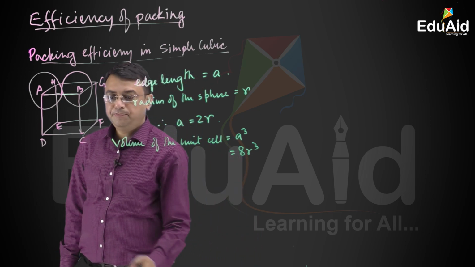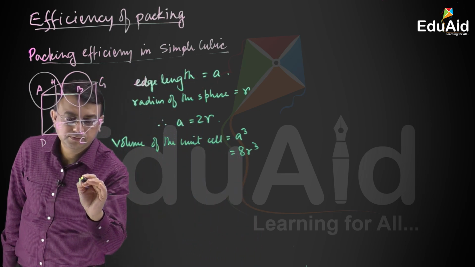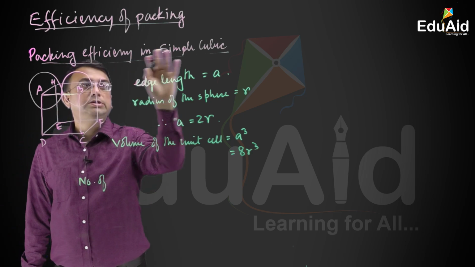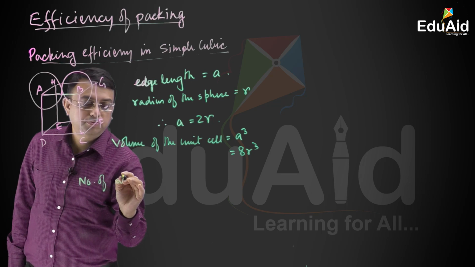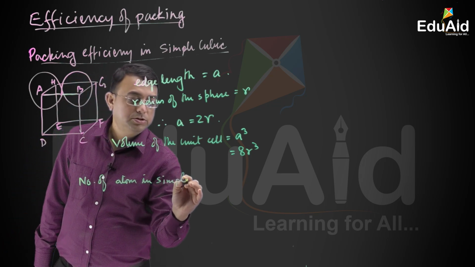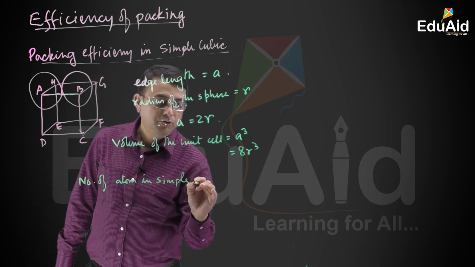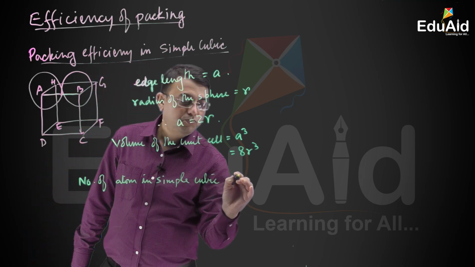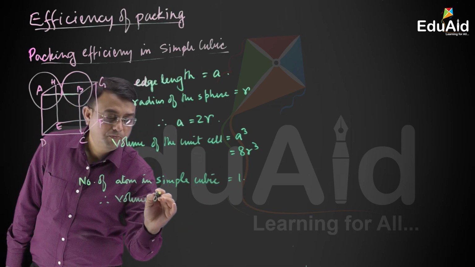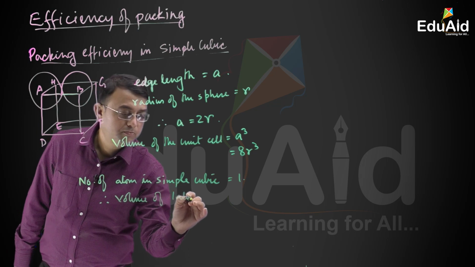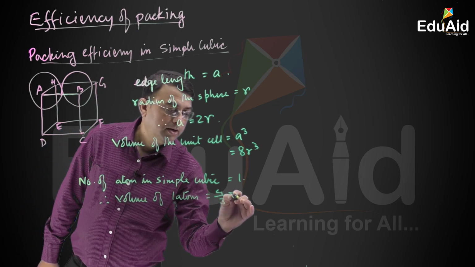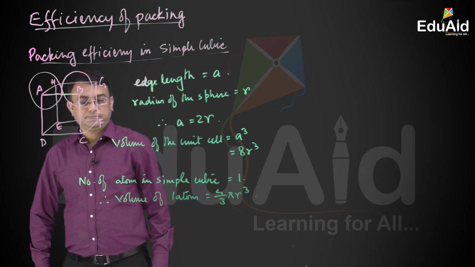Now in FCC, number of... not FCC, it is a simple cubic. Number of atoms in simple cubic, which is commonly called primitive cubic, is 1. Therefore, volume of one atom is equal to 4 by 3 pi r cube. Alright.